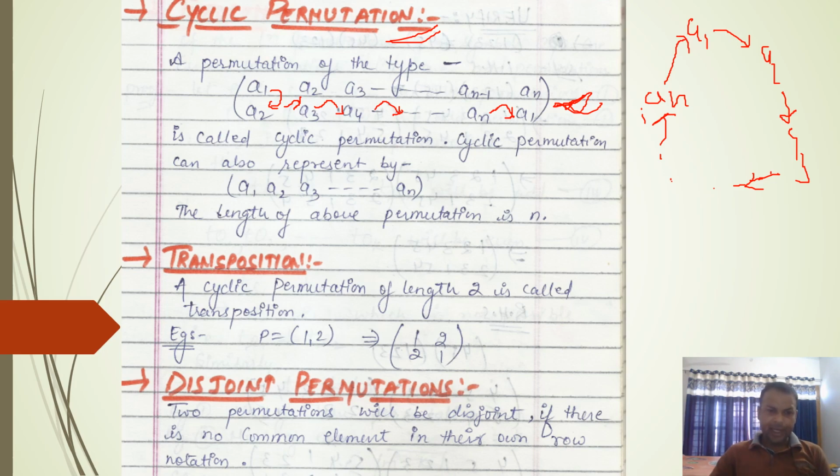A cyclic permutation can be written in this style, or you can write it in this style. Sorry, you can simply write a single row, and the single row will also represent a cyclic permutation.